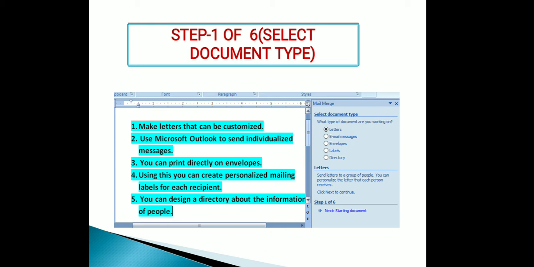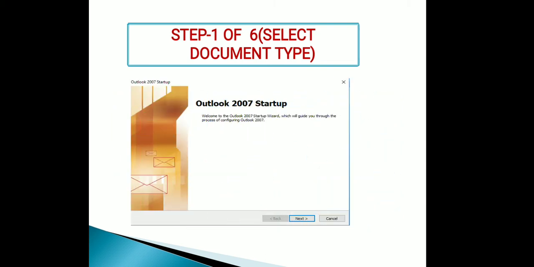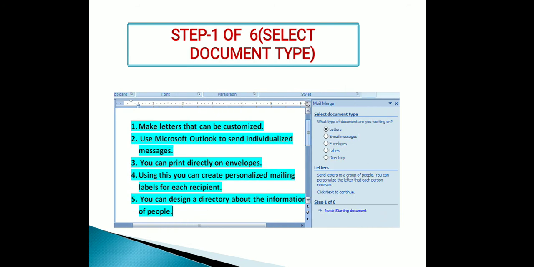Using this, you make letters that can be customized, can be changed. Another one is the email message. Email message uses Microsoft Outlook to send individual messages. Individual messages you can send using this Outlook setup. Here you can see the Outlook setup. Start using this tool, Microsoft Outlook, to send individual messages.